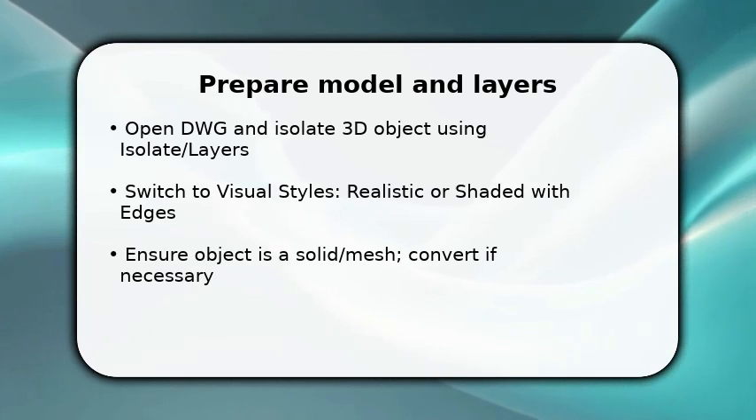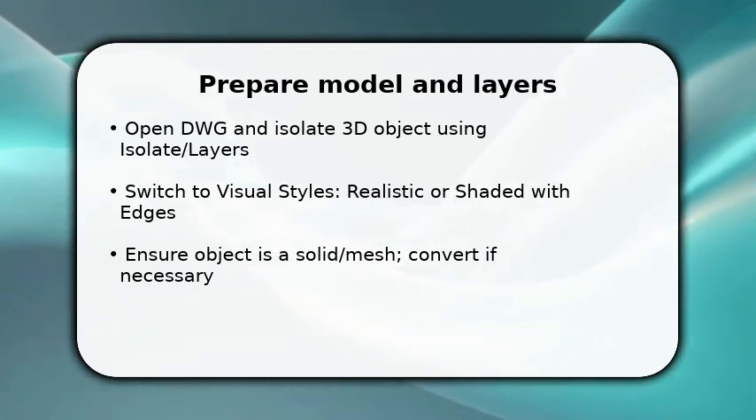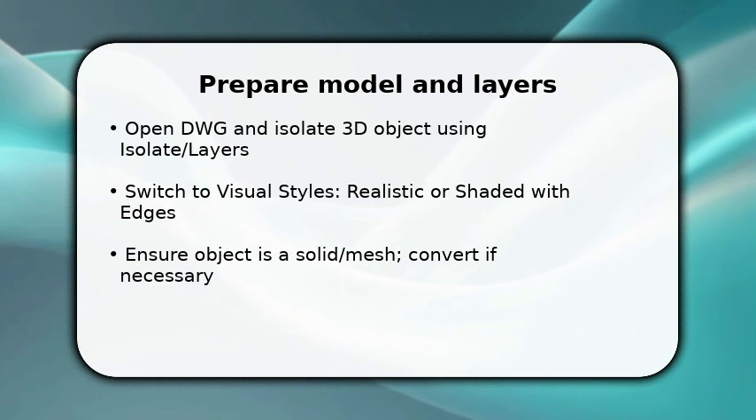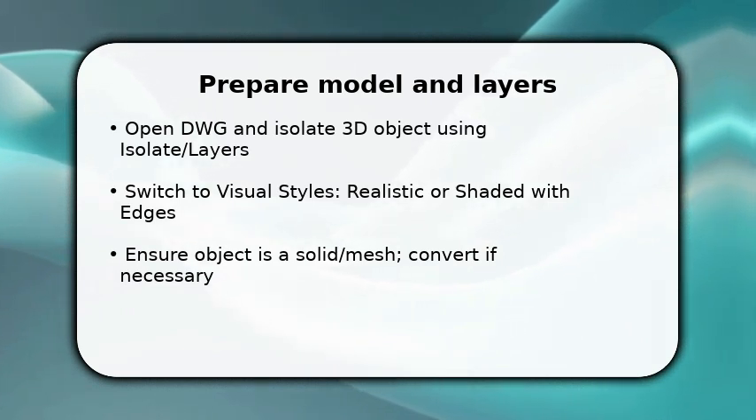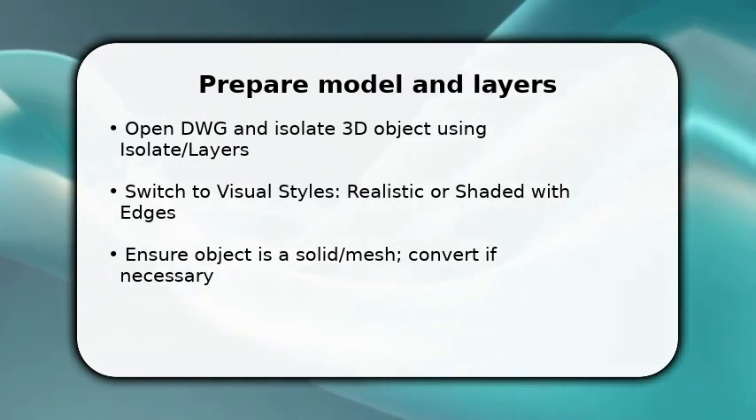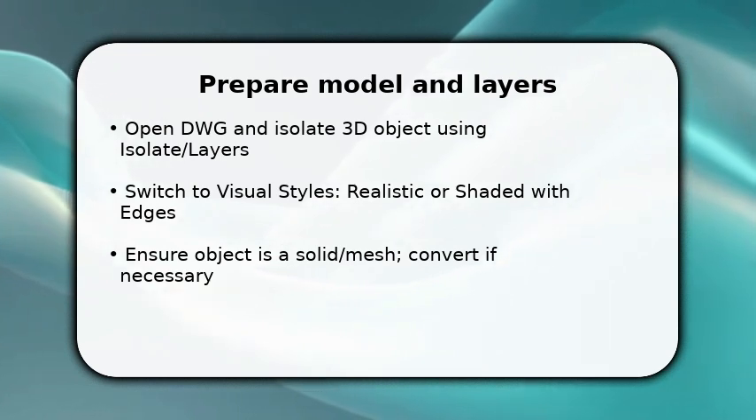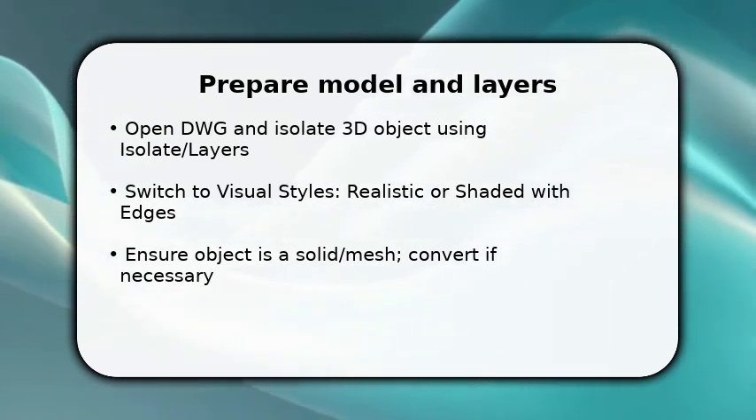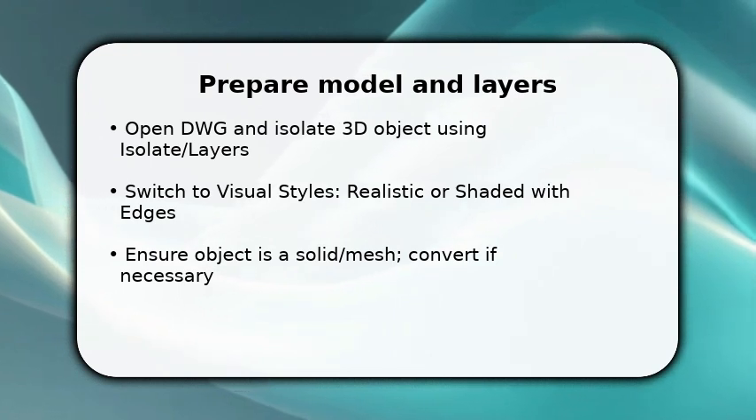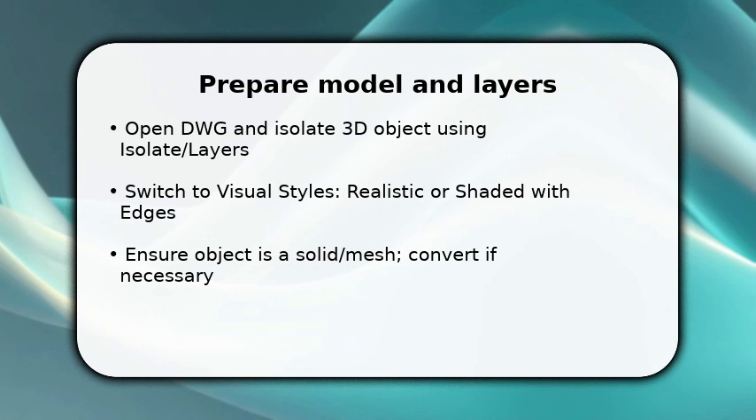Enjoy the video. You start by preparing the model so color changes behave predictably. First, isolate the 3D object and confirm its layer is unlocked and visible. Once done, switch visual style to realistic or shaded with edges so you see true material and color feedback. This helps you distinguish color versus material appearance.